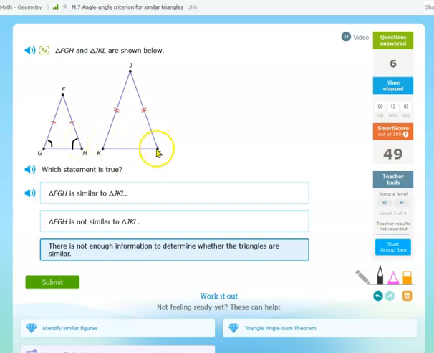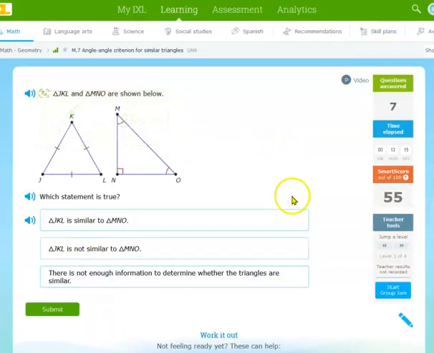They actually could be the same, right? Just because these side lengths are different doesn't mean that these angles are different. Okay, we just don't know. We don't know if they're the same. We don't know if they're not the same. I'm going to go ahead and say there's not enough information, and I'm going to submit.